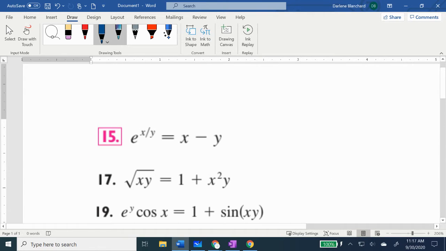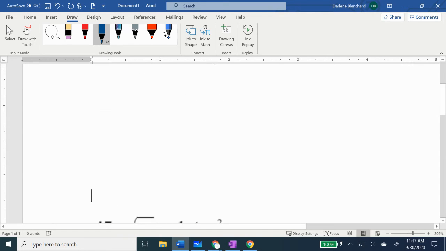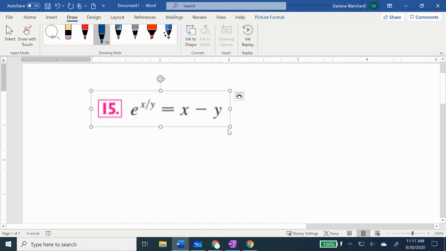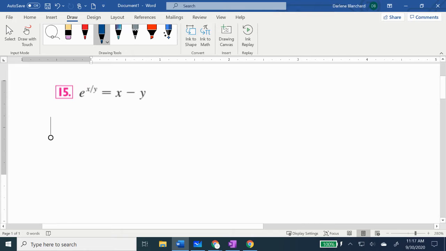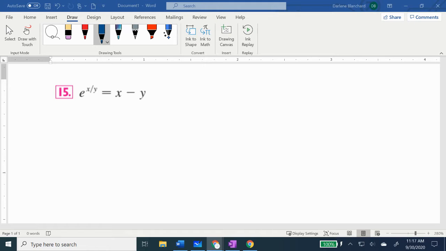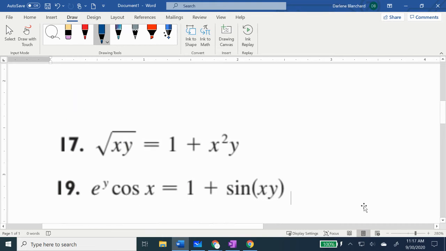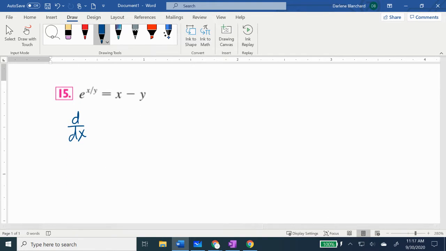Now I'm going to go over number 15, and I'm going to make some room for it. Okay. To find dy/dx, I am going to need to d/dx both sides of the equation, and I'm trying to get that not in the mix. There we go. So I am d/dxing the left side, and I am d/dxing the right side.